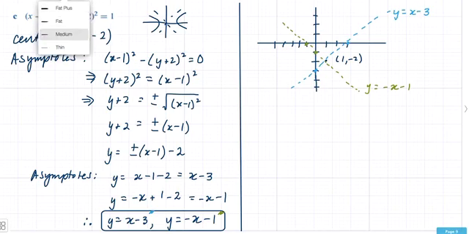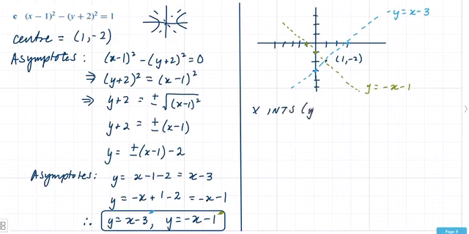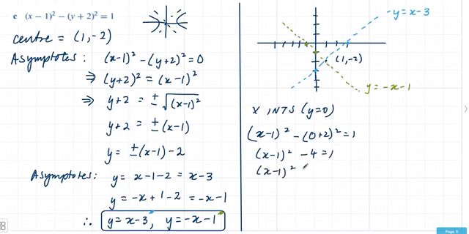So we can just look for our x-intercepts, similar to how we've done before. X-intercepts, that's when y equals 0. We're going to have (x minus 1) all squared minus (0 plus 2) squared equals 1. So (x minus 1) squared, this is going to be 5, because we add the 4 to the other side. Then x minus 1 is going to be equal to plus or minus the square root of 5, because we're going to take the square root. Forgot my minus 1, and then x is going to be equal to plus or minus the square root of 5 plus 1.